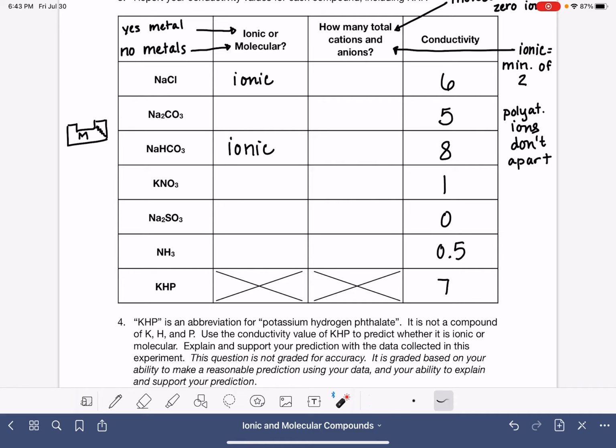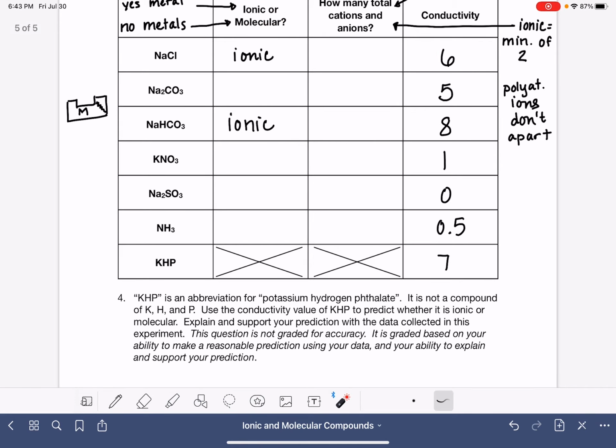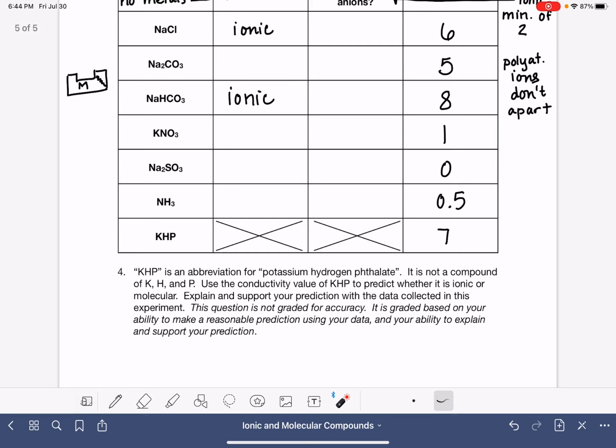So if this was my data and I saw the conductivity of KHP was a 7, I would say that's pretty close to the conductivity values for these 3 compounds, but it's pretty different from the conductivity value for these three. So whatever KHP is, in terms of is it ionic or molecular, it must be similar to these guys because it has similar conductivity. And so that's how you would go about making a determination of whether KHP is ionic or molecular. Now note that this question is not graded for accuracy.